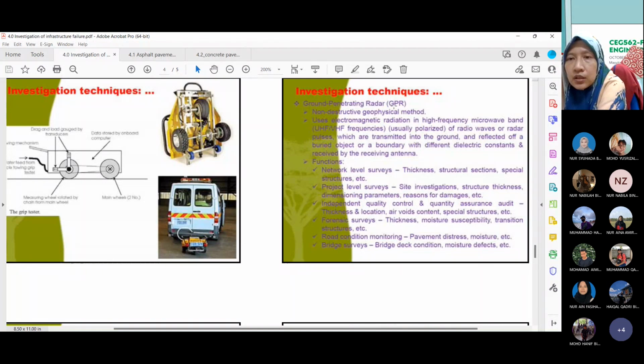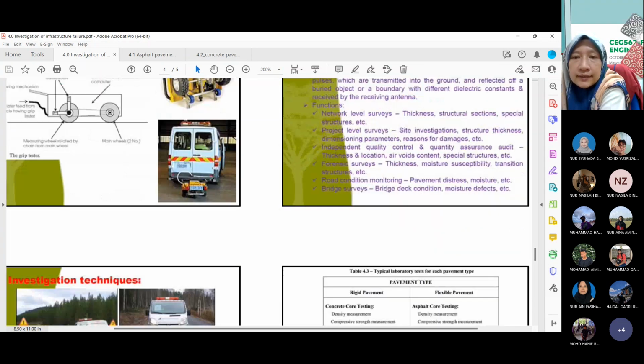So GPR is very selective among these non-destructive types because it does not involve demolition or failing the structure. You just bring your equipment on site and then you start rolling the probe on the road surface, for example, to give you these parameters: thickness, structural section, etc.